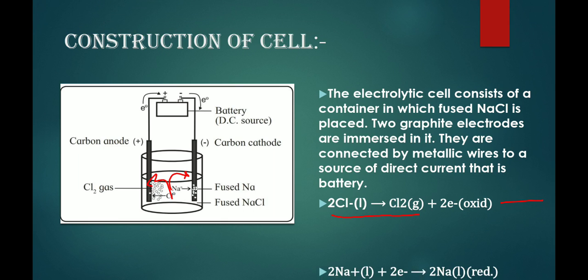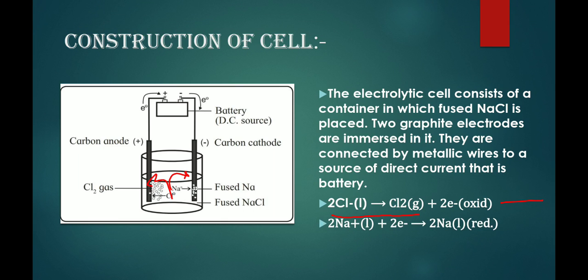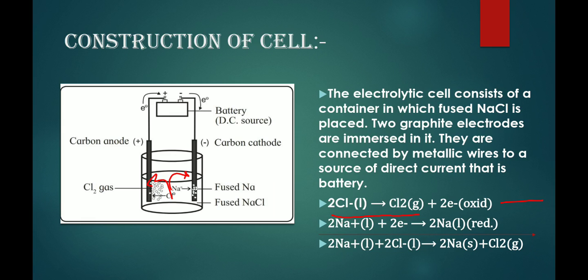Second, this sodium ion, a positive ion, gains an electron and forms Na. So gain of electron is called what? Reduction. So this is the reduction half reaction, and the overall reaction, when we add these two reactions, we get what? We get Na solid and Cl2 gas. It means what is the result of the electrolysis of molten NaCl? After electrolysis of molten NaCl, sodium metal is deposited at the cathode and chlorine gas is liberated at the anode.